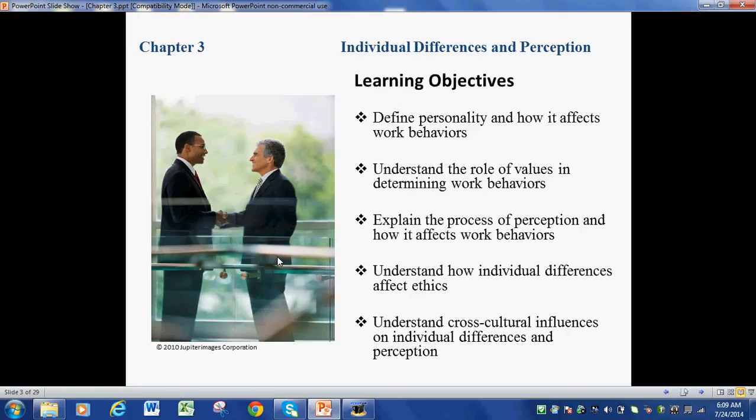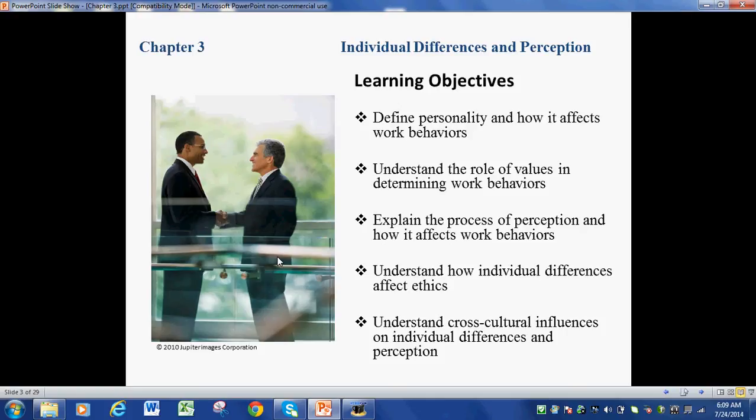Our learning objectives for the chapter are to define personality and how it affects work behaviors, understand the role of values in determining work behaviors, explain the process of perception and how it affects work behaviors, understand how individual differences affect ethics, and understand cross-cultural influences on individual differences and perception.